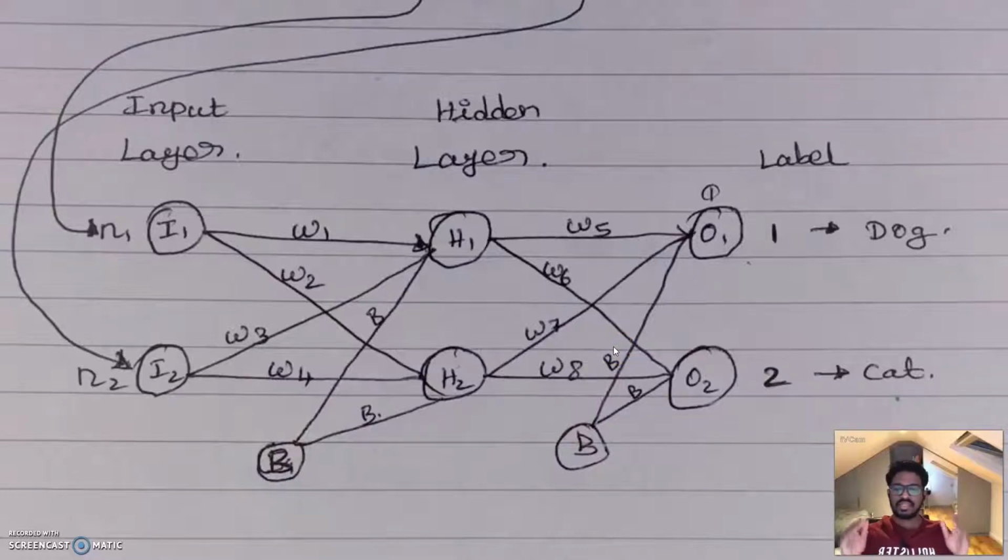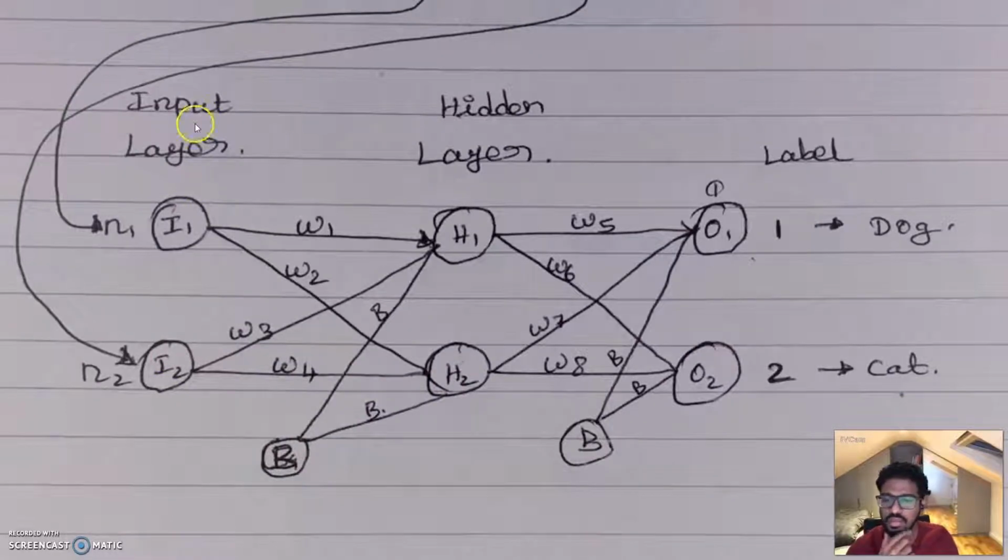Hello everyone. Now we're gonna see how a deep learning neural network works. For that, we have taken a simple neural network as an example. Here it consists of one input layer, one hidden layer and one output layer. And each layer consists of two neurons just for the sake of simplicity.